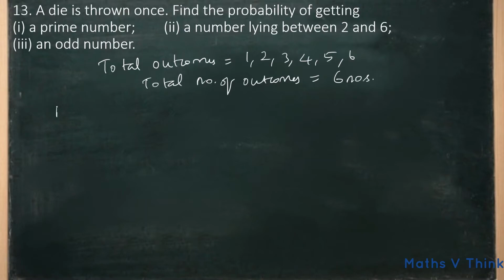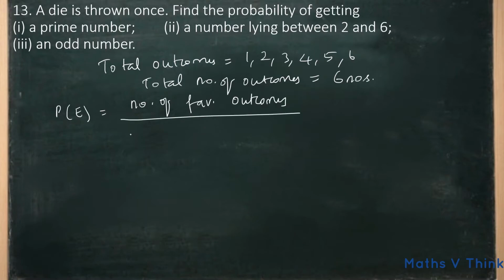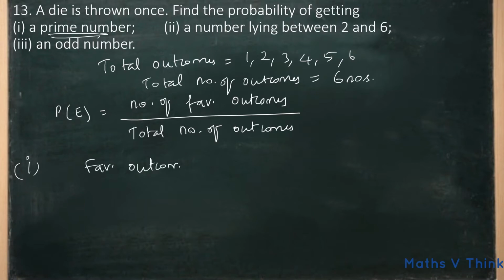Now we'll write the formula first. Probability of an event is equal to number of favorable outcomes divided by total number of outcomes. So the first one is, find the probability of getting a prime number. So first we'll write what are the favorable outcomes. The prime numbers are 2, 3, 5. That is equal to 3 numbers.